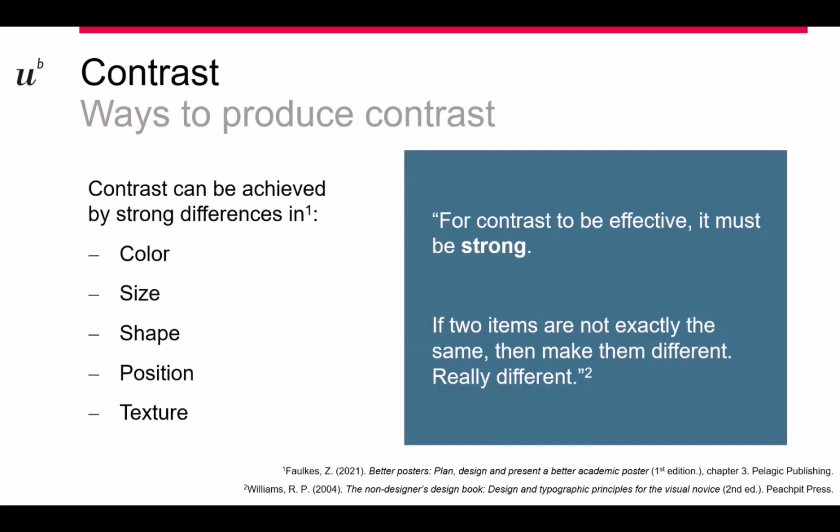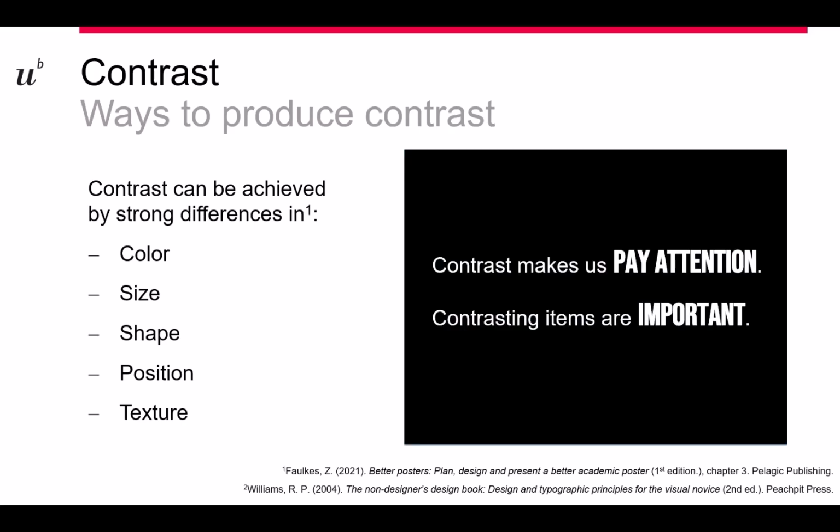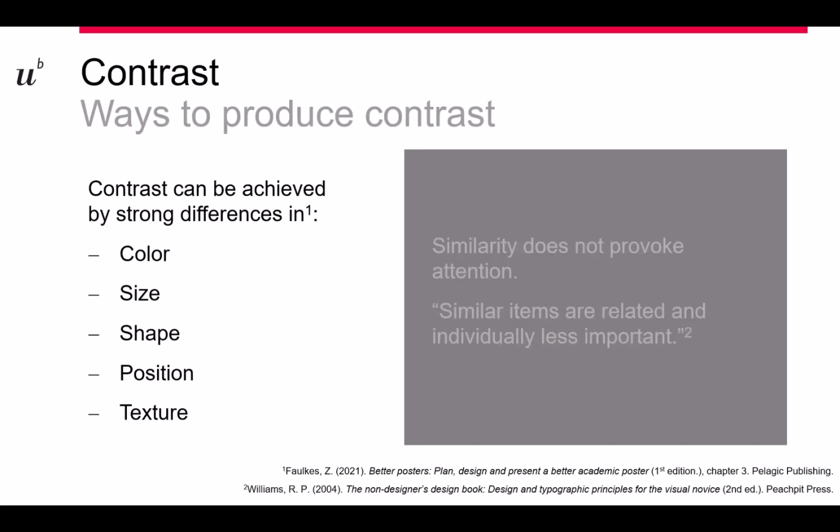And now you see what contrast can be. So this is probably the most effective contrast we can have. It's something white on a black background. So we see quickly that contrast makes us pay attention, and we see that something contrasting is important. Here you see something with less contrast, light gray font on a darker gray background. And now we see that similarity does not provoke attention. How we perceive it is that these similar items are related and they are individually less important. That's why we don't pay attention to something like this.